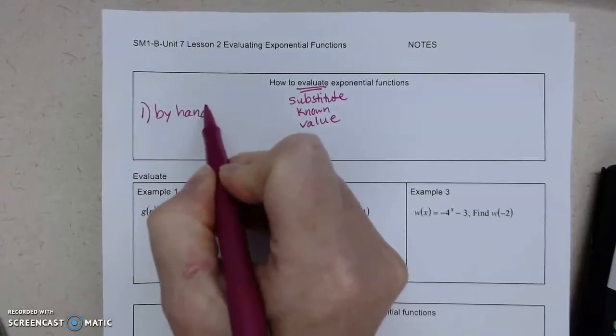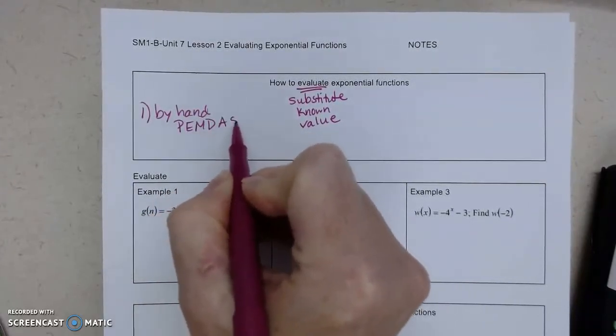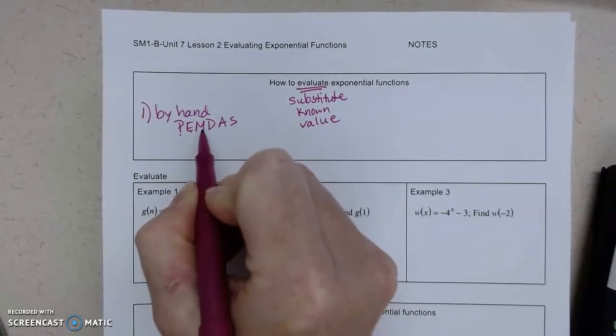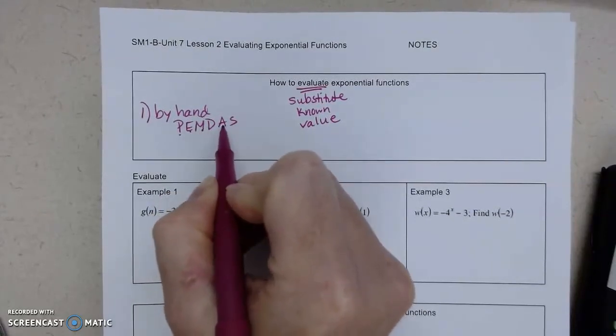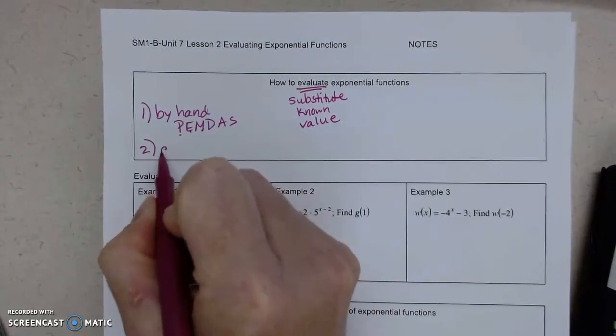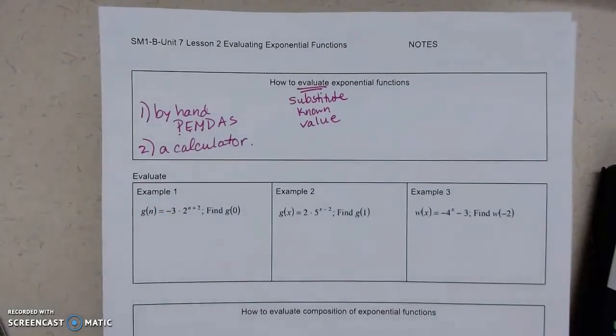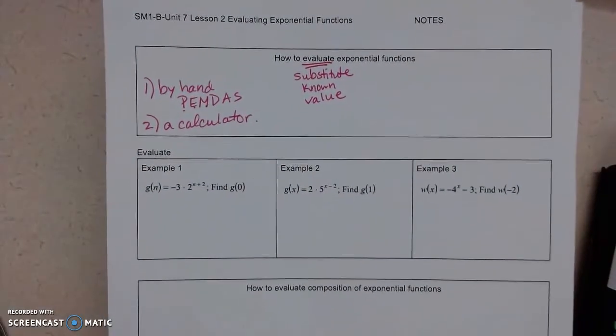If you're doing this by hand, you want to remember the order of operations, which is PEMDAS: parentheses, exponents, multiplication and division from left to right, addition and subtraction from left to right. You are also welcome to use a calculator. I will show you both methods. Okay, so let's look at the first example.